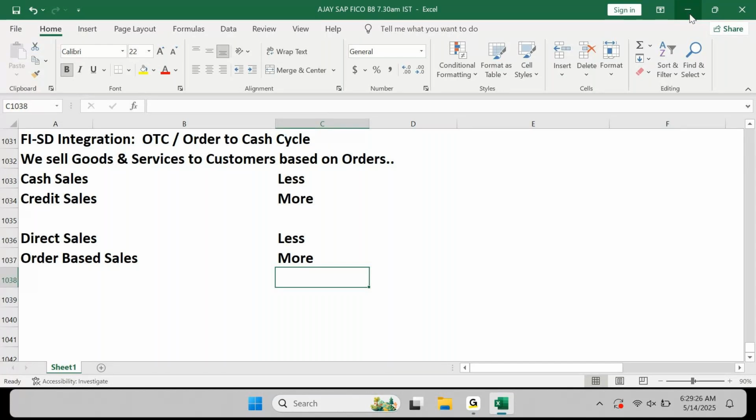Reason what I am doing, I am going to sell a product to you on a credit basis, for which I am telling you I will collect payment later.